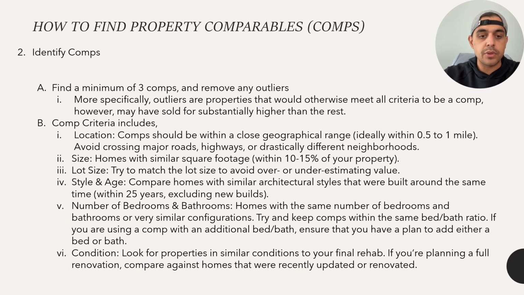If you are using comps with an additional bed or bath, ensure that you plan to add that into your scope of work. So if you have a 3-bed, 1-bath home, try and find homes that are no more than 3 bedrooms, and that offer no more than 1 full bathroom. If you're using a comp that has an extra bedroom or an extra bathroom, it's not an apples to apples comparison, and you may need to include adding a half bath or a full bath to align with the comps within your scope of work.